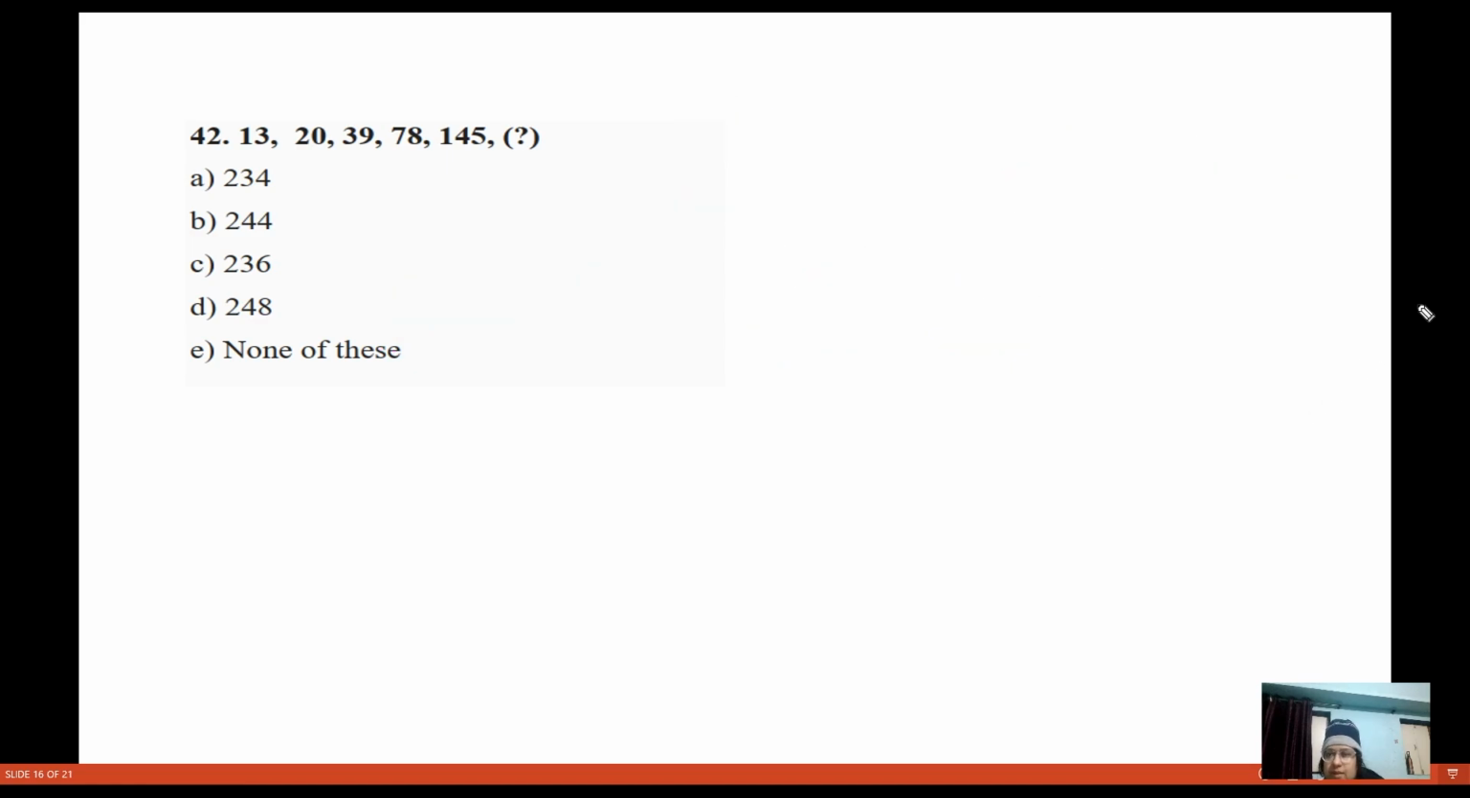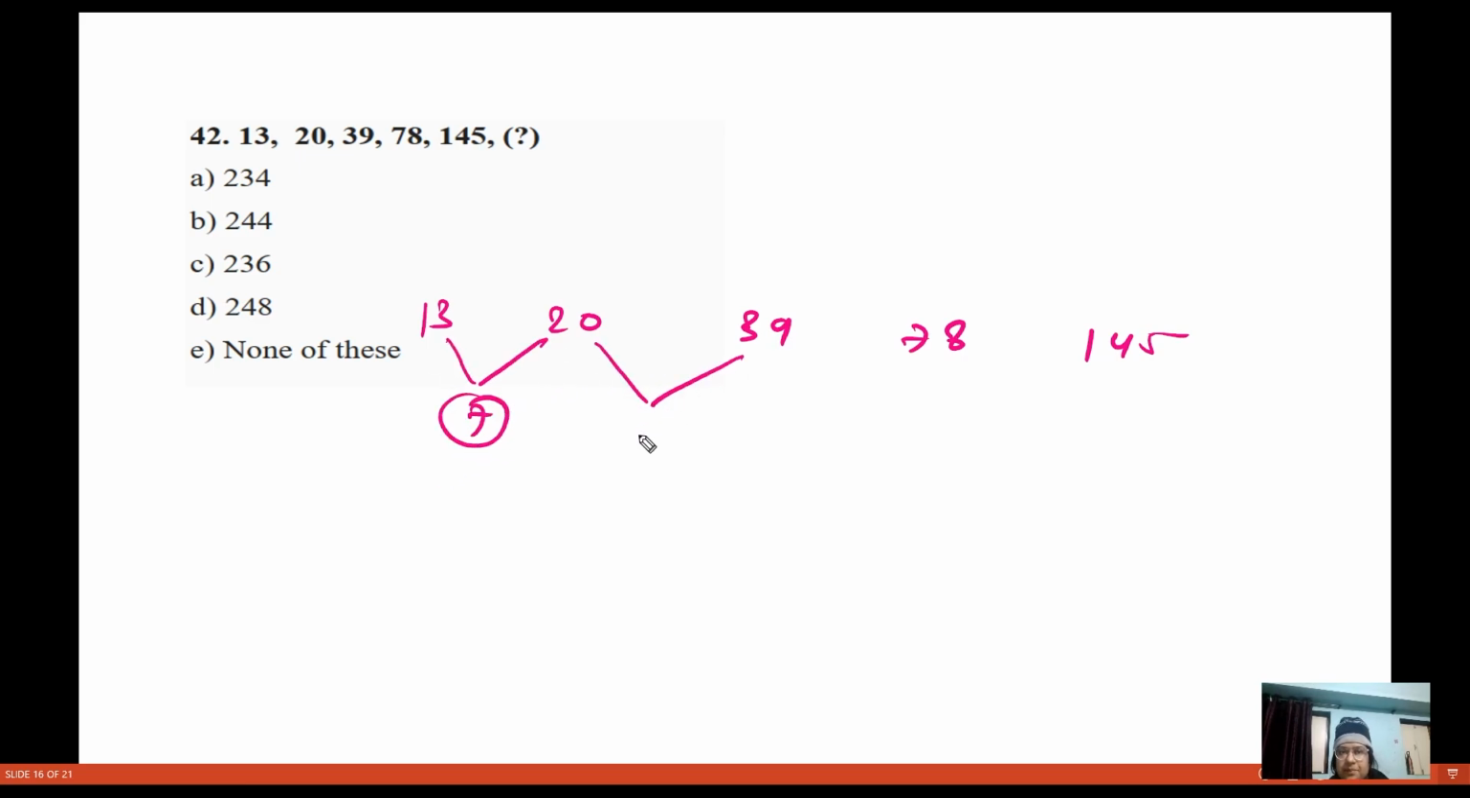So we'll have to develop some logic here that is a little bit more viable. Let us take the difference, because this is a nearby series, so we can go by the method of difference. So this is 7, this is 19, this is 39.